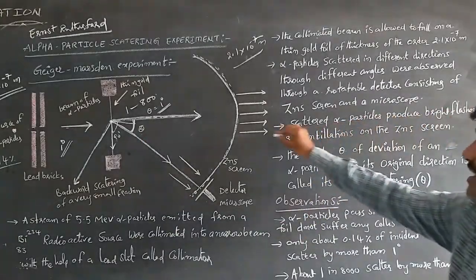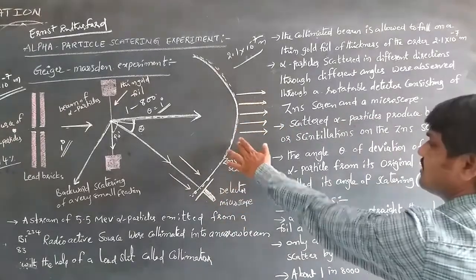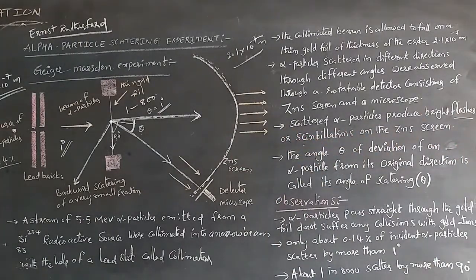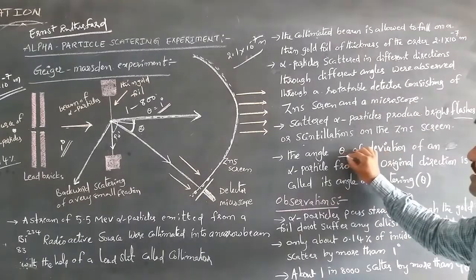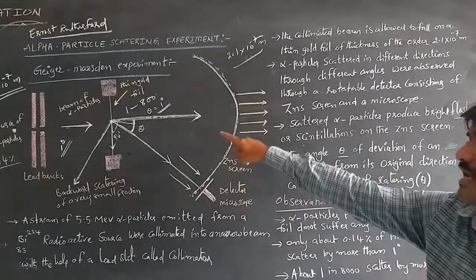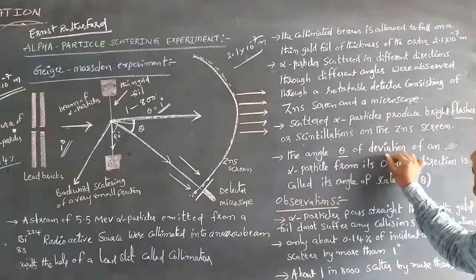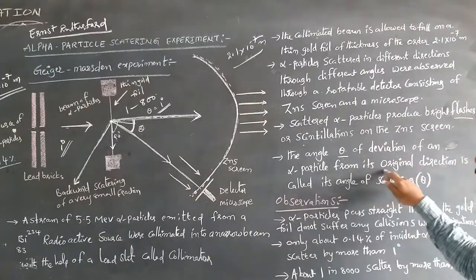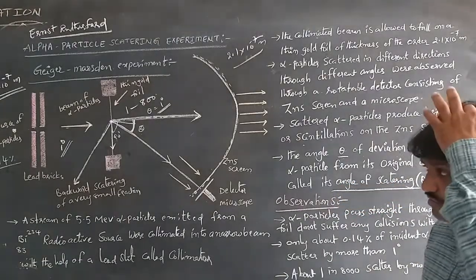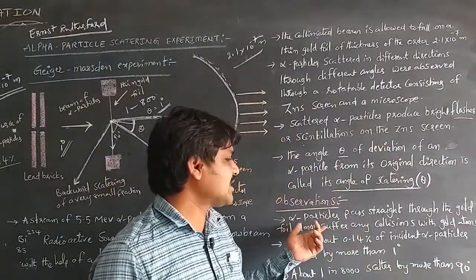The scattered alpha particles produce bright flashes on the ZnS screen, the zinc sulfide screen. Whenever the scattered particles are incident on this ZnS screen, flashes and scintillations occur. The angle theta of deviation of an alpha particle from its original direction is called the angle of scattering. We can observe some things from this experiment.